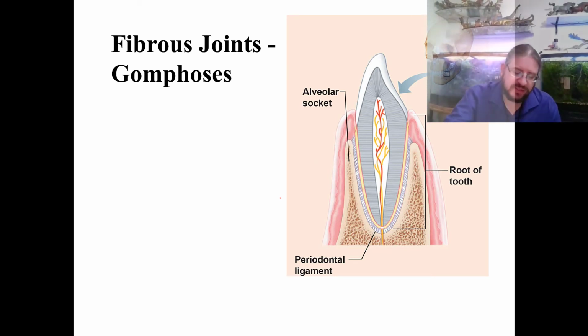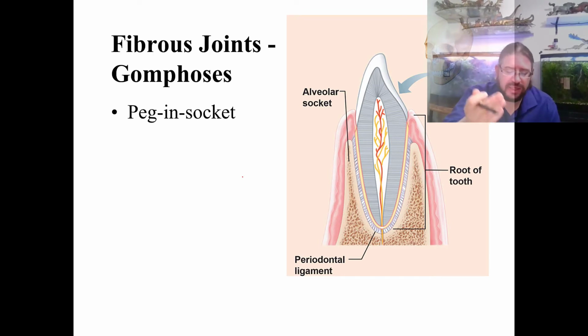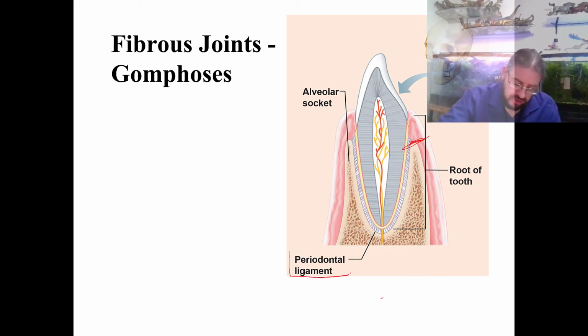On to the gomphoses. So peg and socket joints, as I mentioned, this is specific to the tooth. We have the alveolar socket, the alveolar margin, and the tooth is just sealed into place by the periodontal ligament, which is an extremely short fibrous connective tissue seal, which is important.